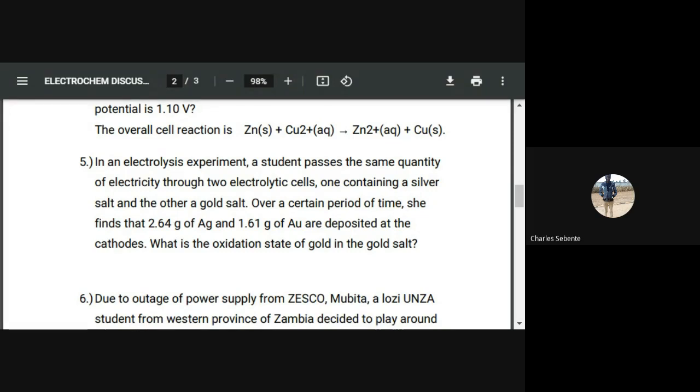For more information, this question was solved by Dr. Sililo. I think you're going to find the link in the group. I think that's all that we are supposed to do on this question, unless there's a question and you need clarification so that we move on.